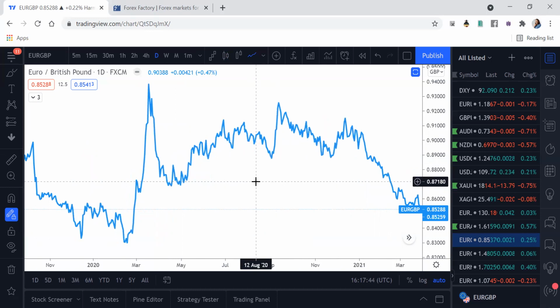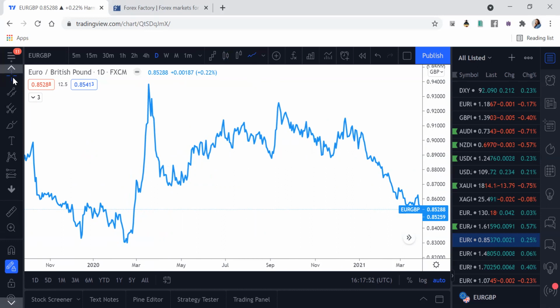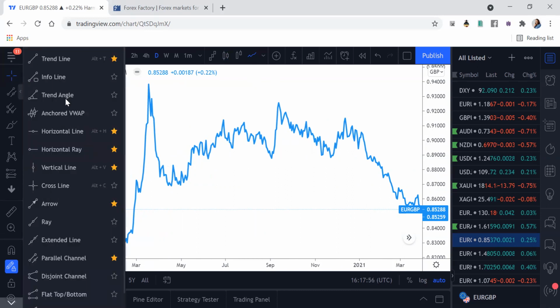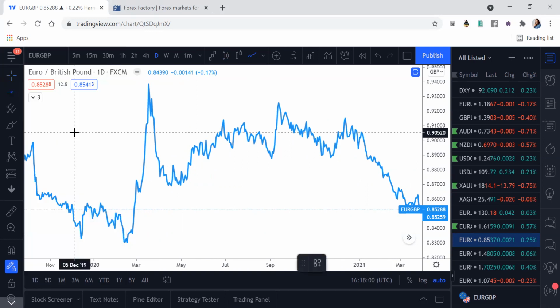What I tend to do first is identify the highest point and the lowest point of that trend that I am assessing. So you can use a rectangular box, you can use a horizontal ray. I'm going to use a horizontal line.